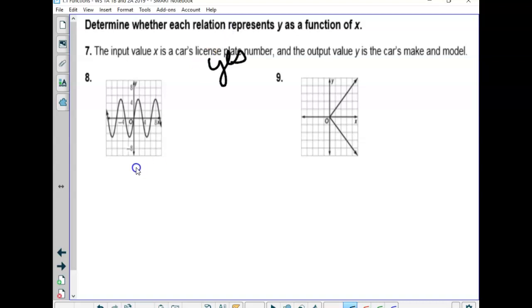Okay, what about these two? This is a sine curve. What do you think? And this one? Okay.